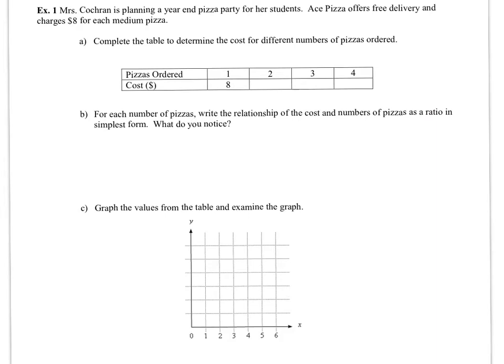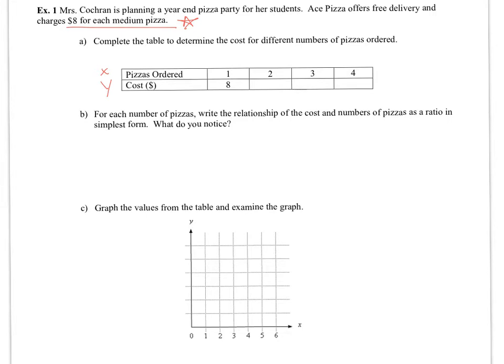In example 1, we have Mrs. Cochran is planning an end-of-the-year pizza party for her students. Ace Pizza offers free delivery and charges $8 for each medium pizza. This is an important piece of information. We're going to complete the table to determine the cost for different numbers of pizzas ordered. So I have pizzas ordered and I have cost. When we have a table like this, pizzas will be my X and cost will be my Y. It's just helpful to label those numbers out by the side.